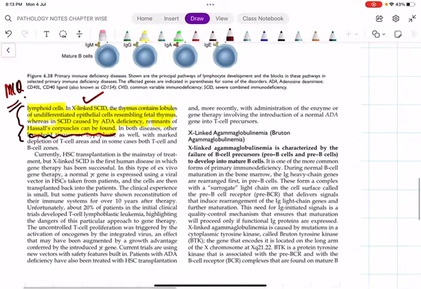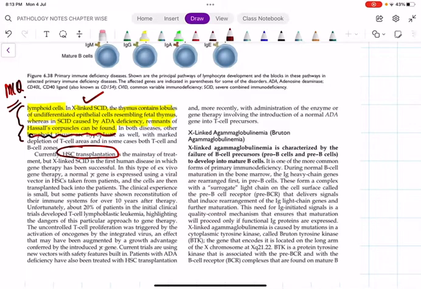What is the treatment? Hematopoietic stem cell transplantation is the mainstay of treatment. But X-linked SCID is the first human disease in which gene therapy has been successful. That is the gamma C gene. It will be replicated in a viral vector, and finally this viral vector will be transplanted to the patient, and all the mutant genes will be replaced by the normal genes. So that is hematopoietic stem cell transplantation and gene therapy.